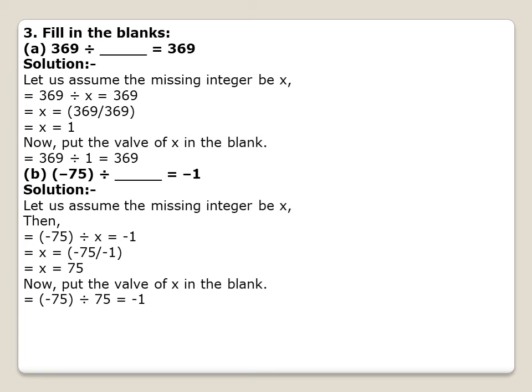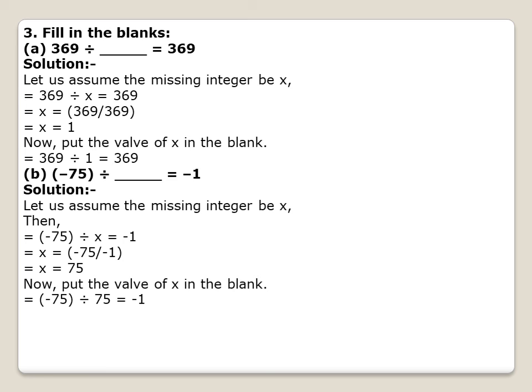Fill in the blanks. 369 divided by what number to get 369? How do we solve it? Let us assume the missing integer be x. 369 divided by x is equal to 369. Now you transpose 369 to the other side. So 369 divided by 369. So x is equal to how much? 369 divided by 369 is equal to 1. x is equal to 1. So when 369 is divided by 1, you will get 369.